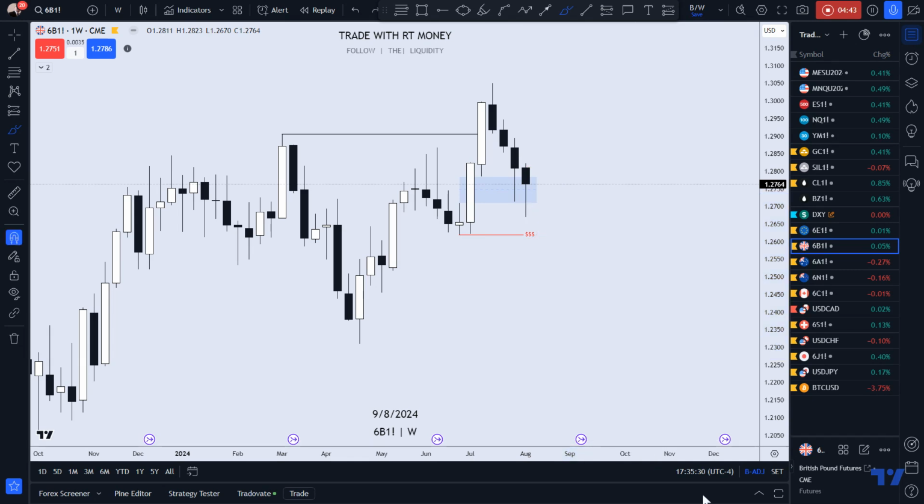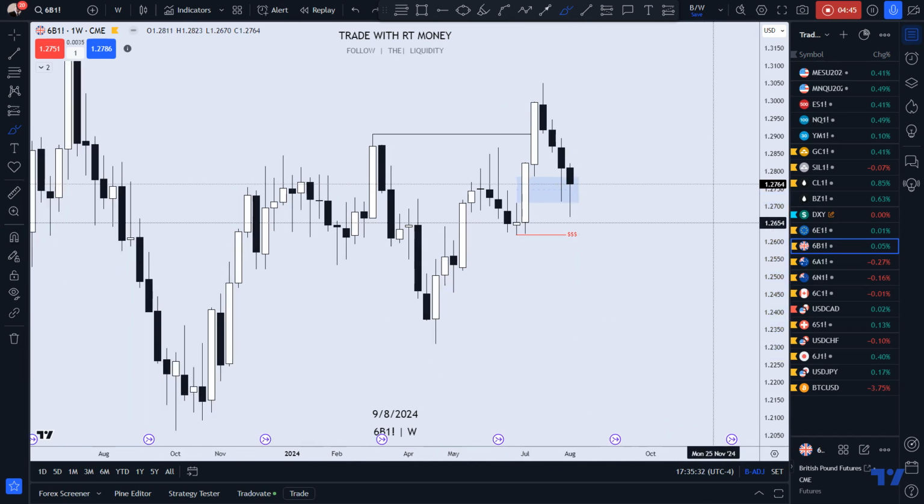And we're going to see how price develops. But right now, we are respecting the bullish fair value gap on the weekly.